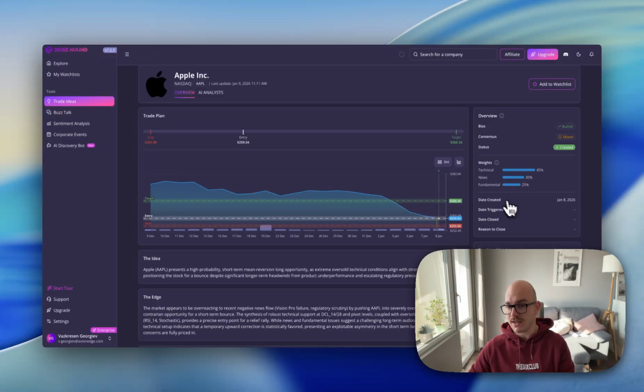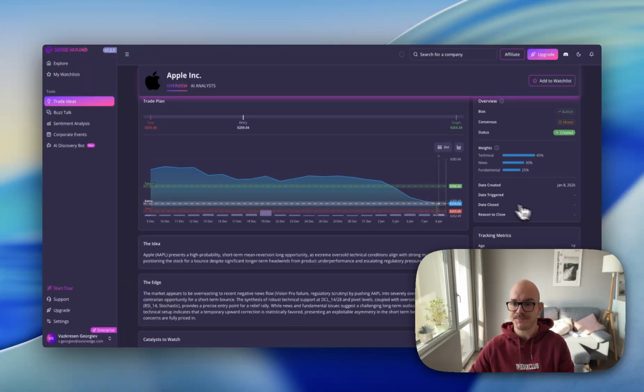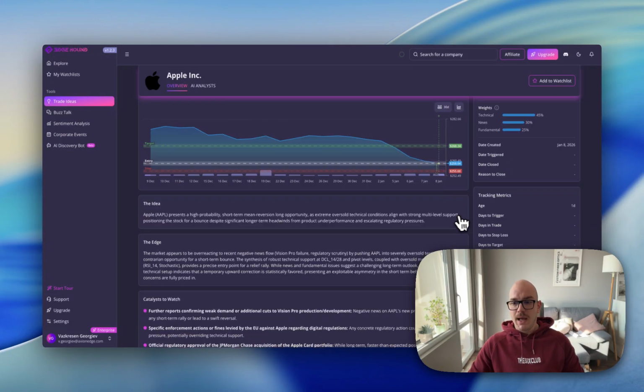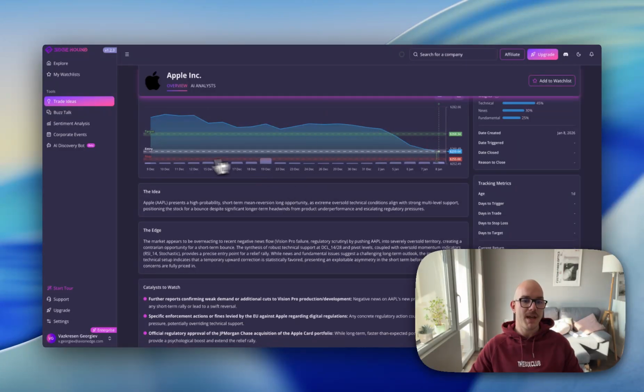It tells you again what day it was created. And of course, if it's triggered or closed, it would indicate that here as well. And it will also tell you the reason for the close, whether or not that was a stop loss or a take profit. It tells you the maturity of the trade idea. And of course, once it's triggered, it indicates all of that here as well.